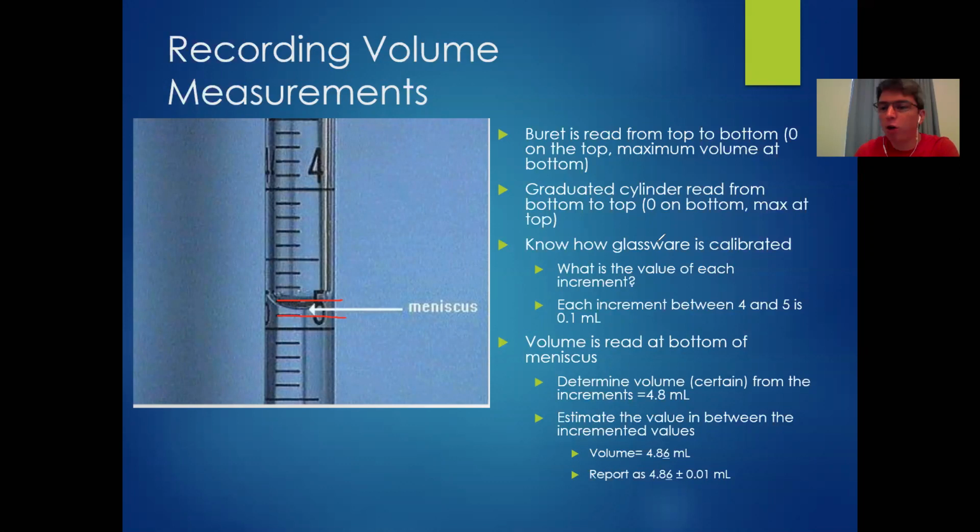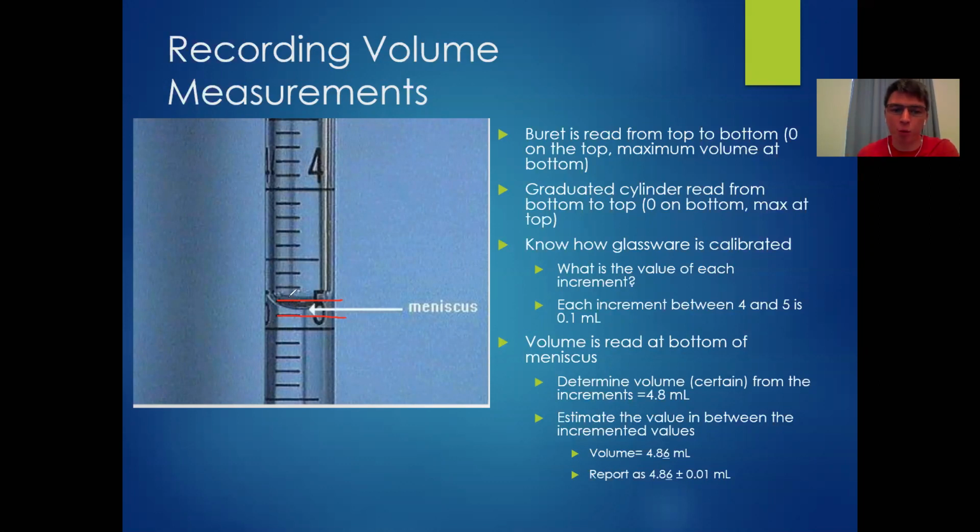So that would be the volume we write down. Now, the number of decimal points you write down for that volume is limited by your glassware. So we just said this would be 4.86. It would have 2 decimal points. That means any volume we took from this needs to have 2 decimal points.